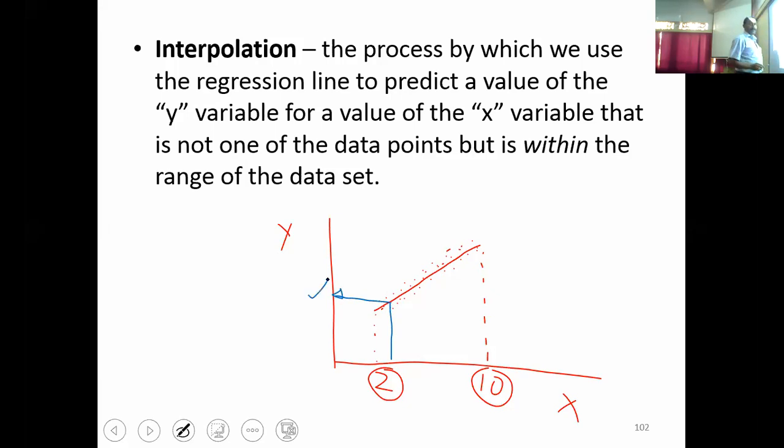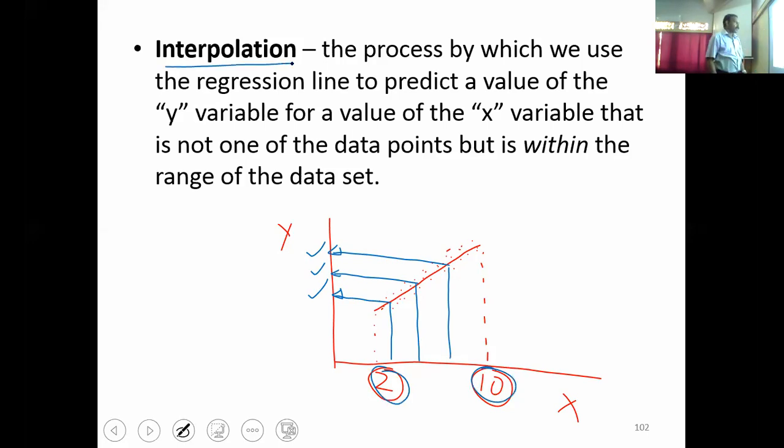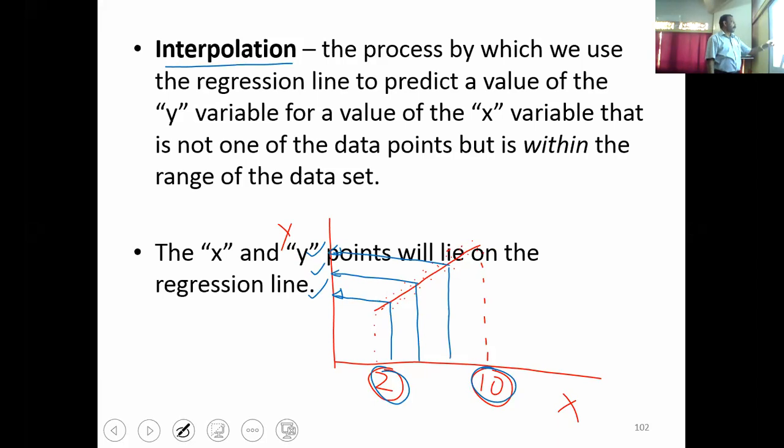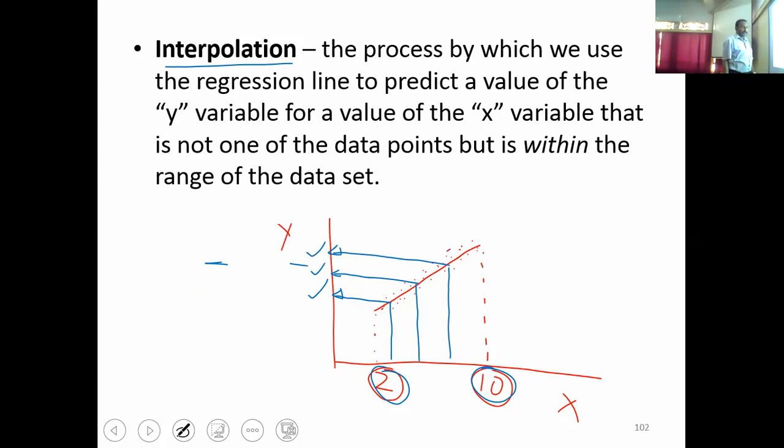So I can get the predicted value here, I can get the predicted value there, and so on. I can find out, no problem. This is within the range of x values, so that is called interpolation. If you predict the y value for any x value within the given x range, then it is called interpolation.